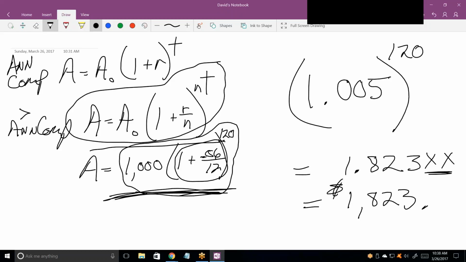That's your cents. We've got dollars and cents. I don't know whether she requires the cents or not, but if she does, you've got to go back and retrieve those 2 digits. Go ahead and take that number to the 120th power again.